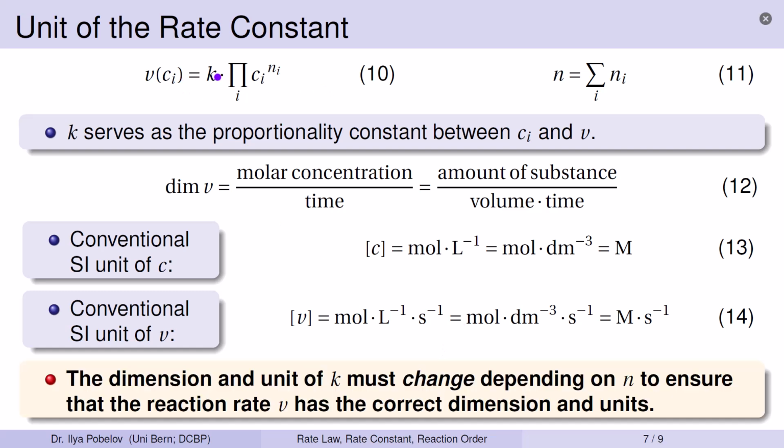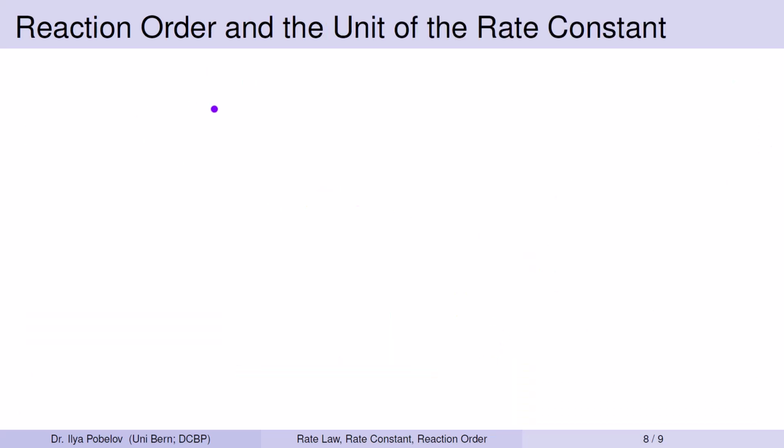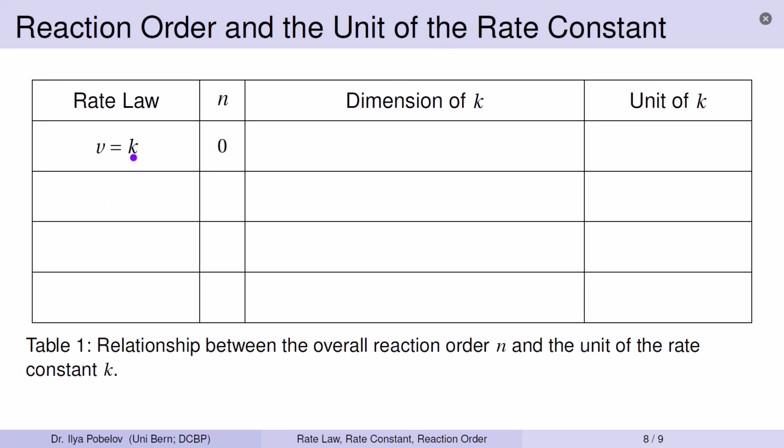Inspection of the equation for the reaction rate demonstrates that the dimension and unit of the rate constant must change depending on the overall order of the reaction to ensure that the reaction rate has the correct dimension and unit. The relationship between the expression for the rate law, reaction order, and the unit of k is presented in the following table. For a zeroth order reaction, the rate of reaction is independent of the concentration of the reactants.